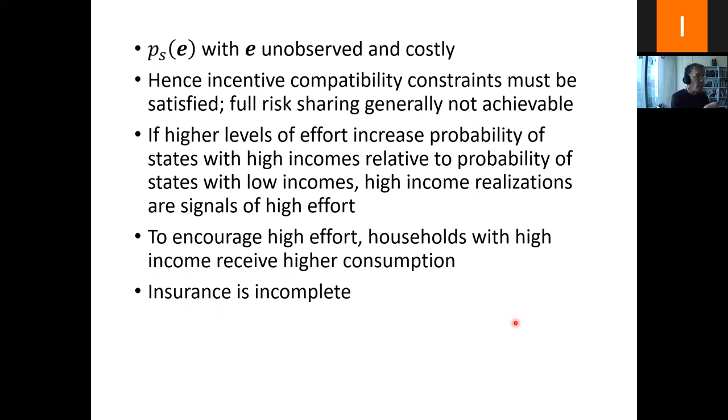If you get high income, you have relatively high consumption. If you have low income, you have relatively low consumption. So moral hazard implies you can't achieve complete risk sharing. You have to have some reward to having high income to achieve high effort. So that's a standard argument. And if there's moral hazard, unobserved effort, we wouldn't expect to see full risk pooling. Okay.